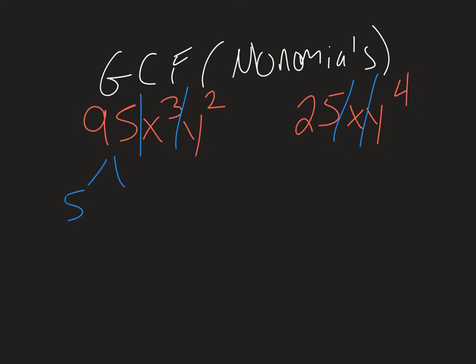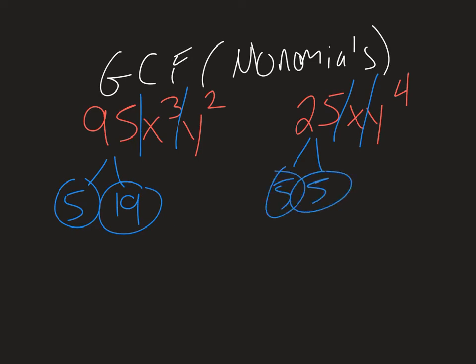95 is divisible by 5 and 19. Both of those are prime. Likewise, the 25 is 5 and 5. Both those are prime. In this case, we just have the 5 in common. So the greatest common factor between 95 and 25 is going to be 5. So that one is done.